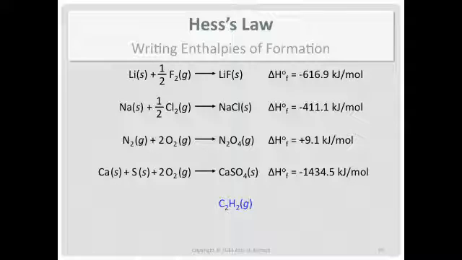Acetylene gas, C2H2. What elements are in that? Carbon and hydrogen. Hydrogen is a diatomic. Solid for carbon. Gas for hydrogen. Put a 2 in front of the carbon. And then look up the value, positive 226.7 kilojoules per mole.